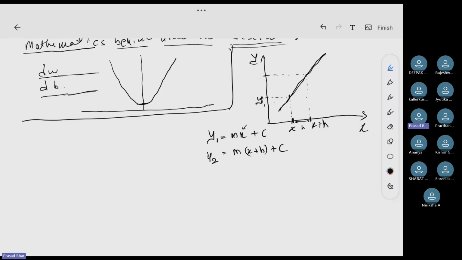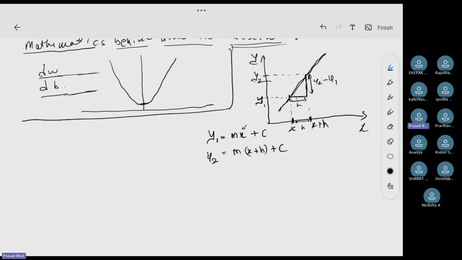Correct? In place of x, I am putting in the value x plus h because we have increased the value of the x variable by h amount. Okay. Now, let me draw a triangle like this. This part is nothing but h. And then this part is nothing but what? The change in y variable, that is y2 minus y1.